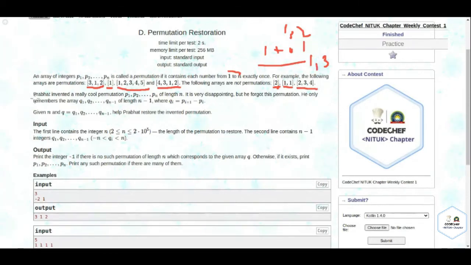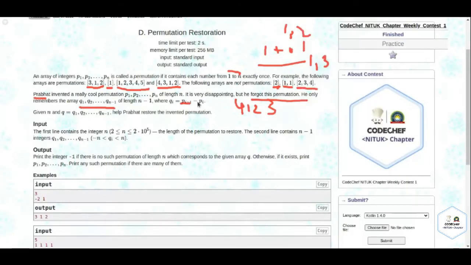Okay. So Prabhat invented a really cool permutation of length n, but actually he forgot what the permutation was. What we are given is that he only remembers the differences between those elements. So the permutation is 4, 1, 2, and 3. He remembers the difference between p i plus 1 and p i. That is, he remembers the differences 1 minus 4, that is minus 3.